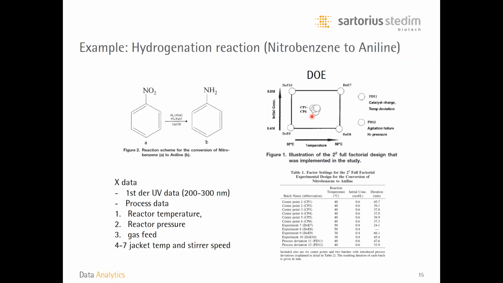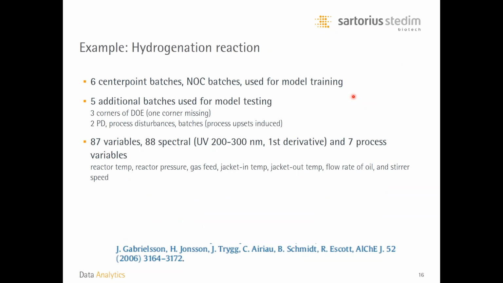The DOE was set up so that it had 6 center points encoding a normal operating condition, and then there is the regular DOE array of 4 outer experiments. In addition to these 4 outer experiments, there were also 2 additional process disturbance batches with more deliberate and perhaps non-common changes induced. So the 6 center point batches were used to encode normal operating conditions, and they were used for model training.